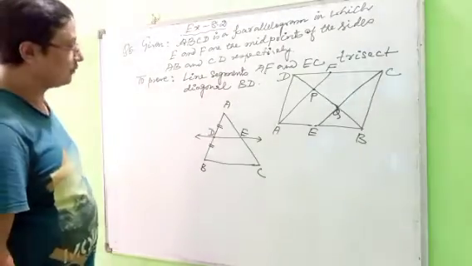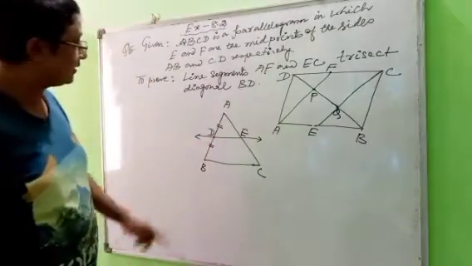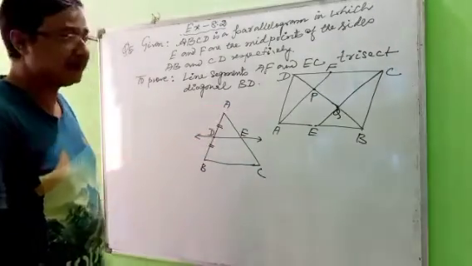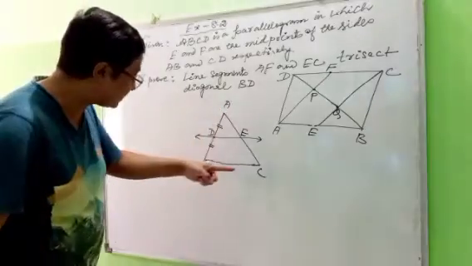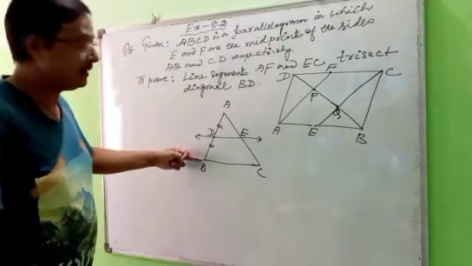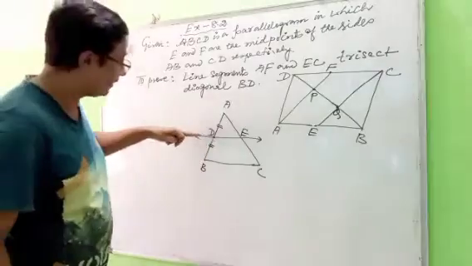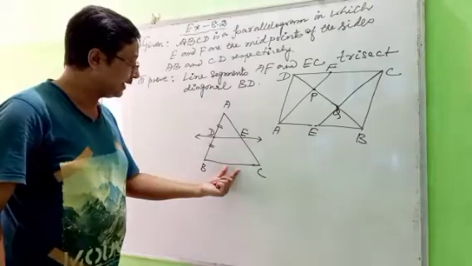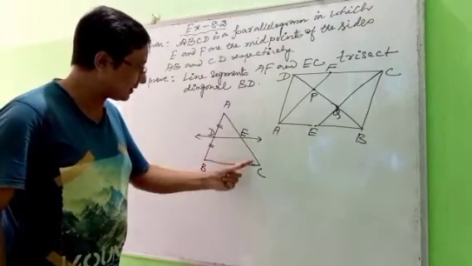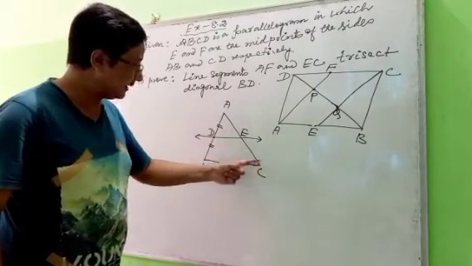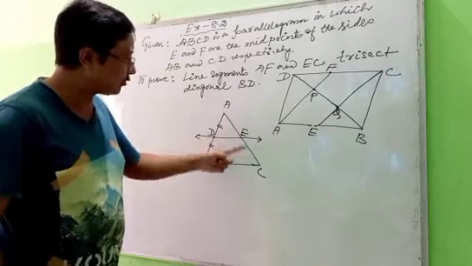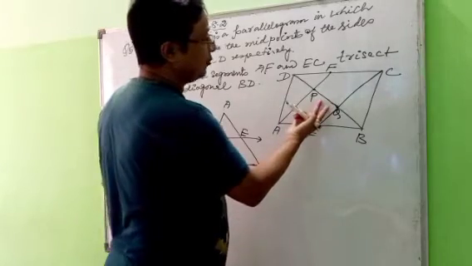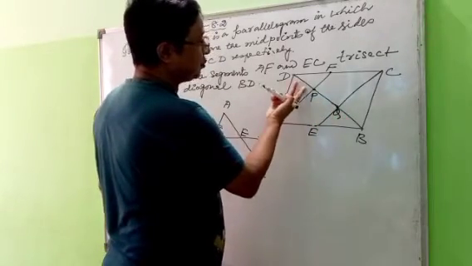Through the converse of the midpoint theorem, you have learned that a line drawn through the midpoint of one side of a triangle, here the triangle is ABC and the side is AB, through this midpoint D, parallel to another side, that is the side BC, will bisect the third side. The third side is AC. That means E will be the midpoint of the side AC.